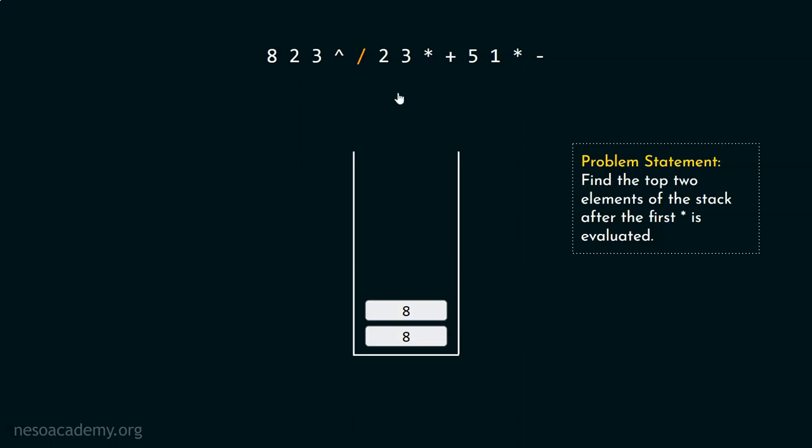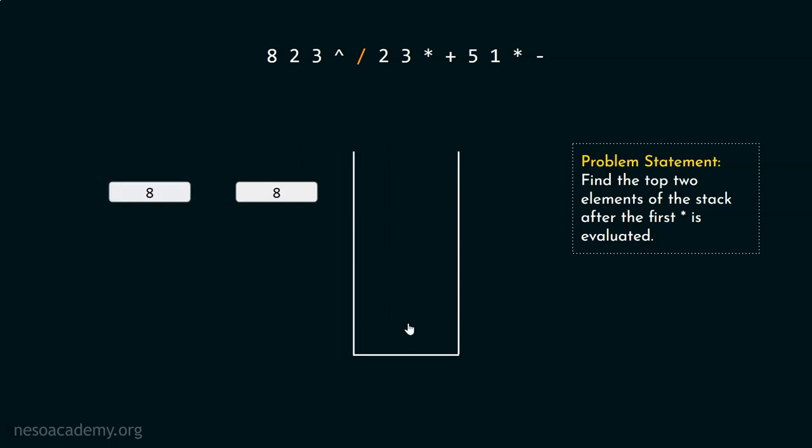Let's pop the top two elements of the stack. First, this element will be popped and this element will be popped. Second topmost element becomes the first operand and topmost element becomes the second operand. And we know 8 divided by 8 is 1. Now we will push this element onto the stack. Fine. Up to now everything is clear.